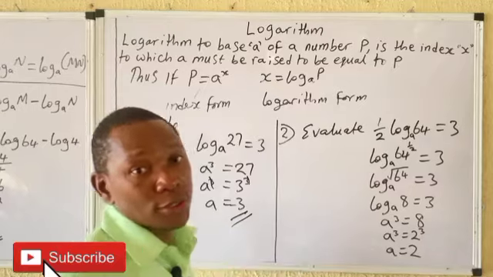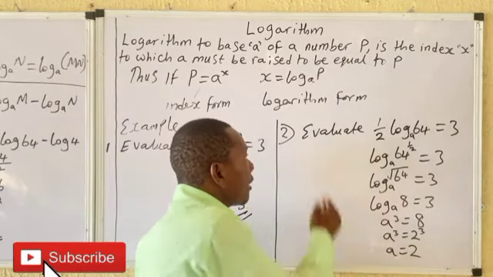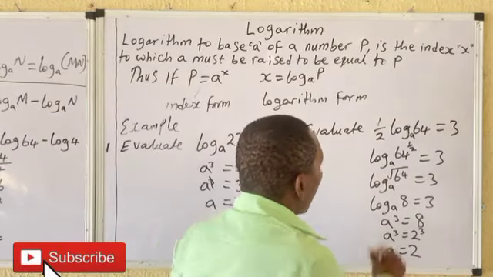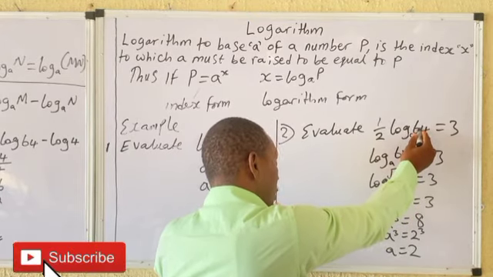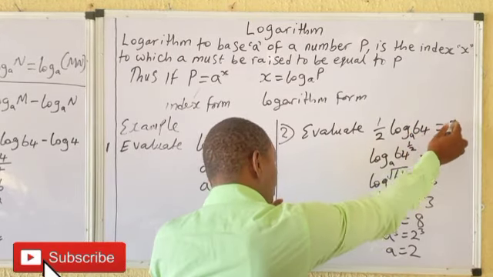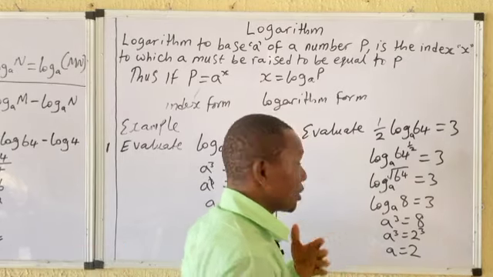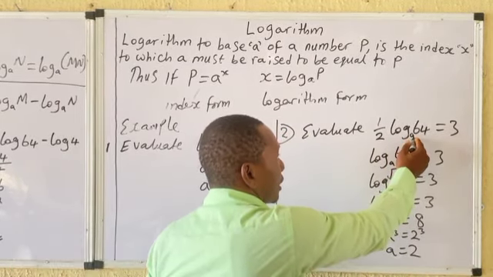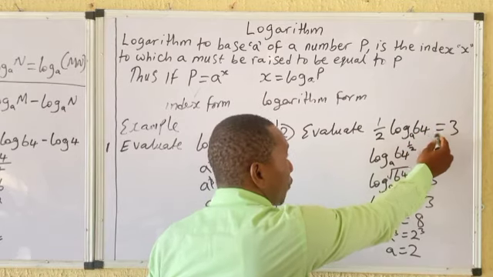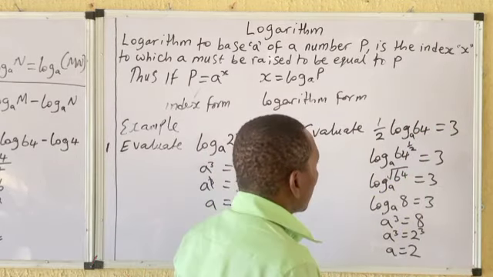Now, let's take a look at another question. Evaluate half, or 1/2, log base A of 64 equals to what? Let me go through that again. 1/2 log base A 64 equal to 3. How do you do that?